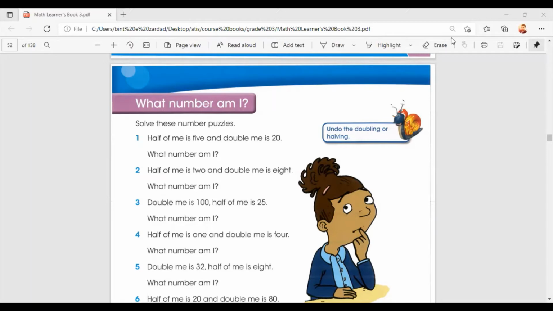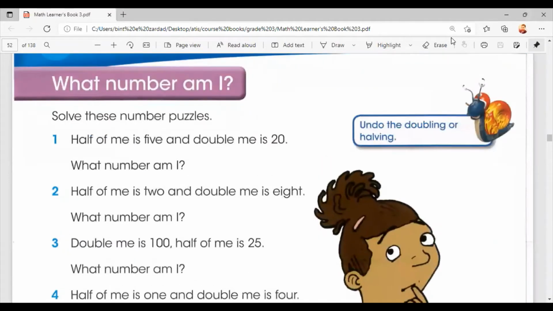Let's start. Page number 52. What number am I? Solve this number puzzle. Half of me is 5 and double me is 20. What number am I? Half of me is 5 and double me is 20. So what number am I?